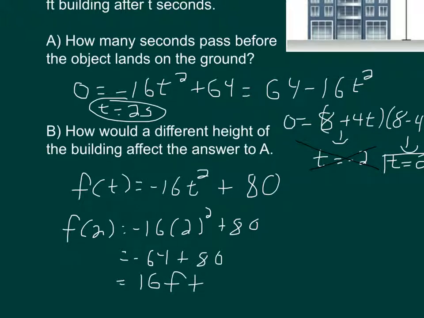Well, I have further to fall. That means it's going to take longer to fall the rest of that distance. So even though we haven't figured out the exact time that it will take to fall, a taller building means that the amount of time required will be larger. Similarly, a shorter building will make the object hit the ground in less than 2 seconds. And that's just a simple application of using a zero to figure out some information about a real-world scenario.